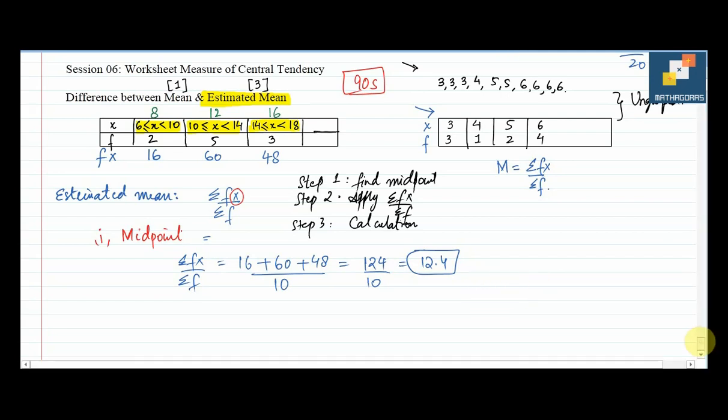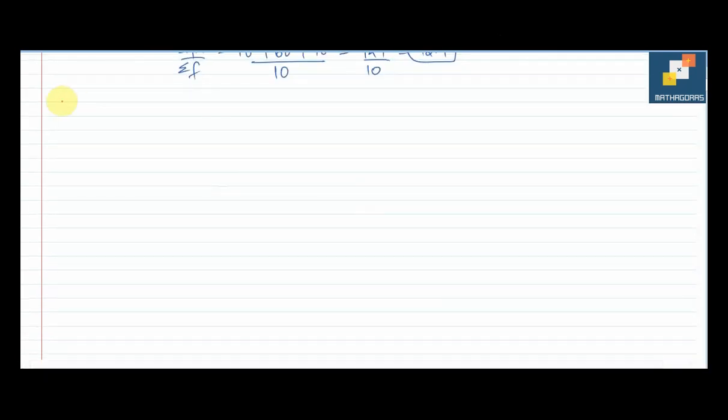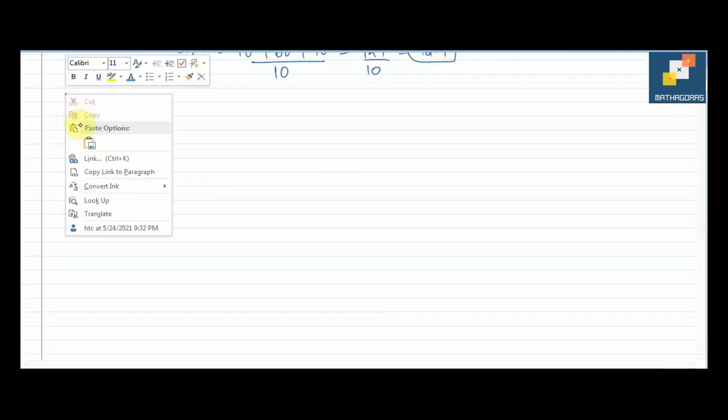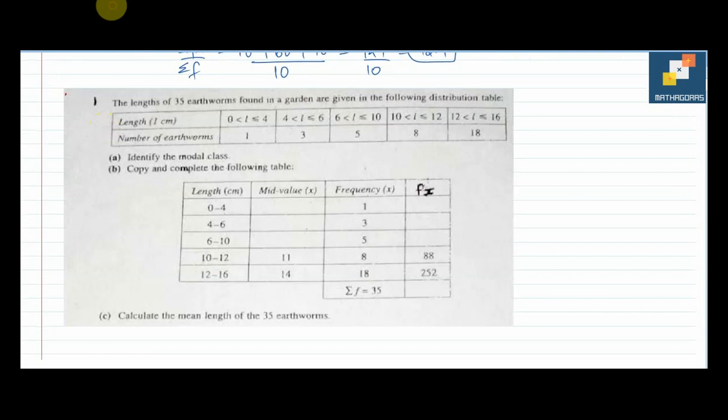Now after that, we are going to start from the worksheet. I hope that all of you have the worksheet. If you don't have the worksheet, you can download it from the portal. And if you can't find the worksheet on the portal, drop me a message so I will upload it ASAP.